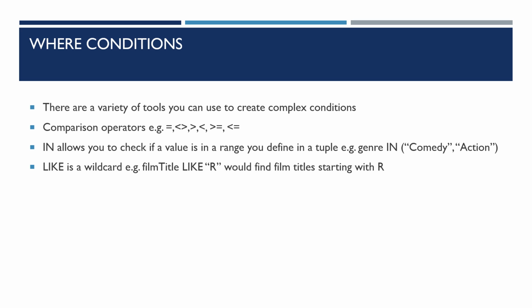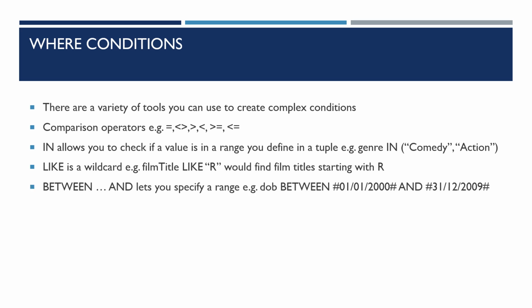Between and lets you specify a range. Dates will either be enclosed by hashtags or by speech marks. Again, it depends on the database system you're using. So, date of birth between 1st of the 1st 2000 and 31st of the 12th 2009 would select all records where that is the case.